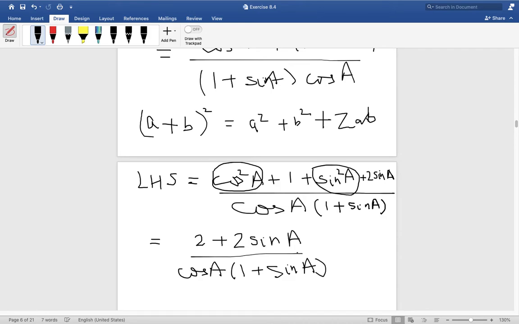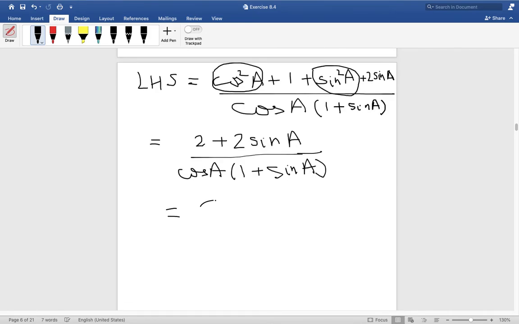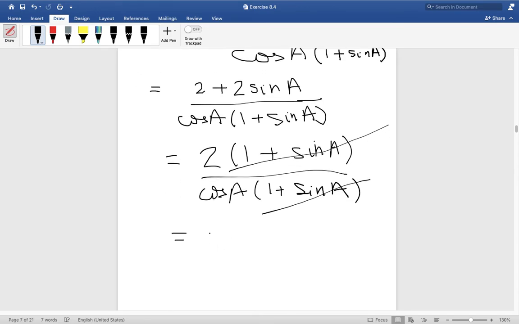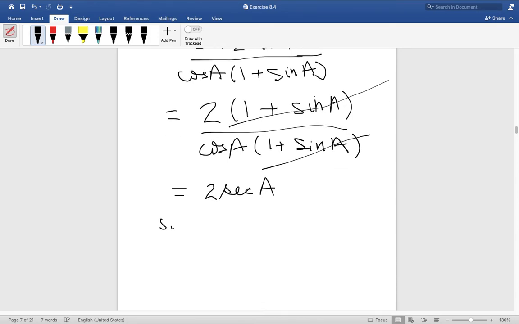What will I do now? I will just take 2 common from the top. I will get what? 2 into 1 plus sine a divided by what? Cos a. And I also have 1 plus sine a over here as well. So that's it. Now this 1 plus sine a and 1 plus sine a are common. I'll just get rid of this. So 2 by cos a. We know that cosine of a is equal to 1 upon secant a, and secant a is 1 upon cos a. So this is what? 2 secant a, and which is what? Our right hand side. So left hand side equals right hand side, hence proved. We are done.